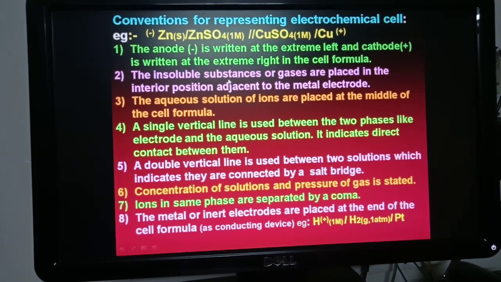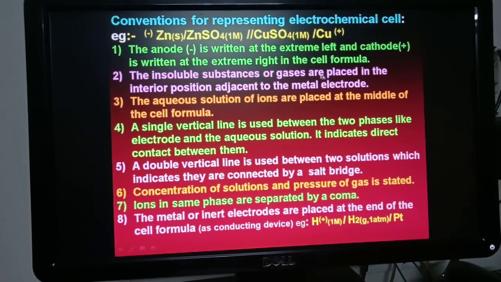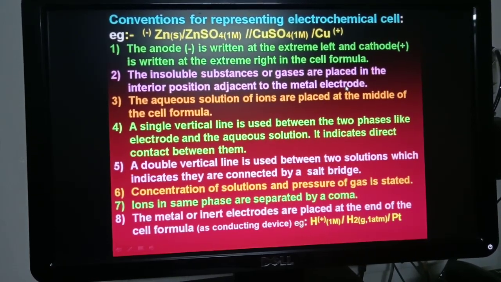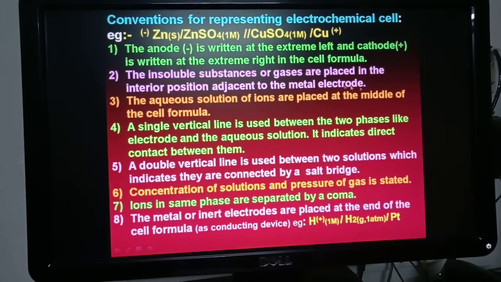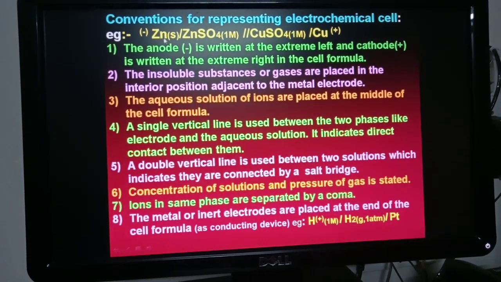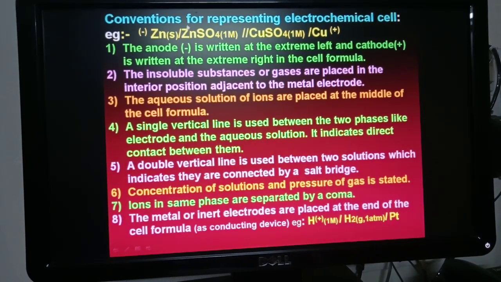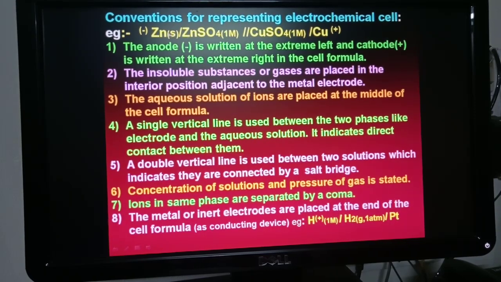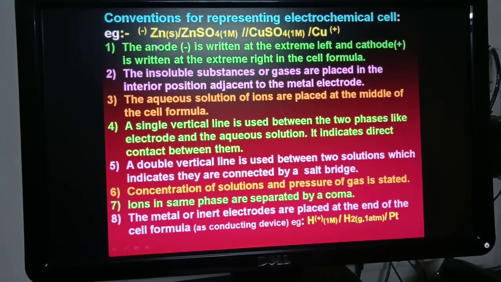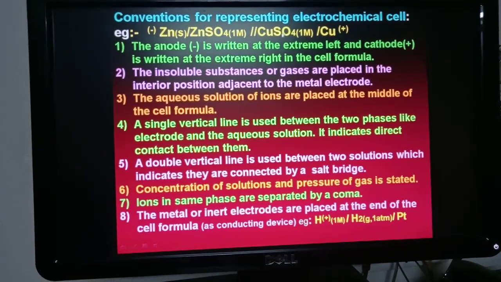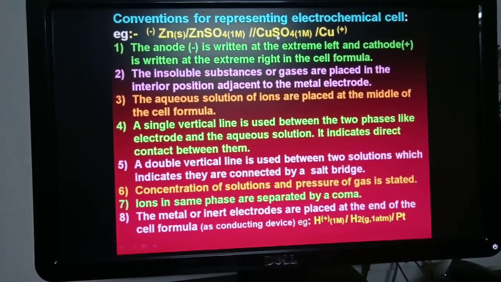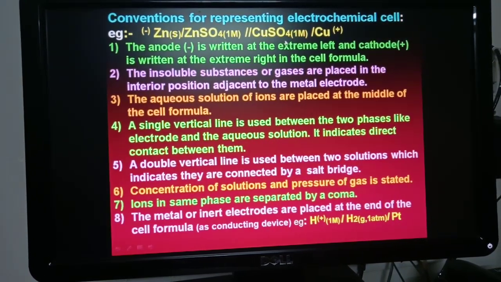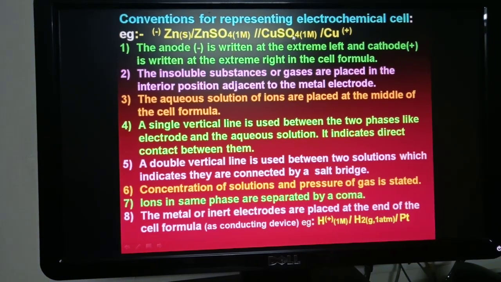Second, the insoluble substances or gases are placed in the interior position adjacent to the metal electrode. This means the electrode which is in contact with its own electrolyte may be of solid electrodes or even of gas electrodes. The electrolyte should always be present in the middle part of the cell formula, and it should be adjacent to the electrode which is taken to it.